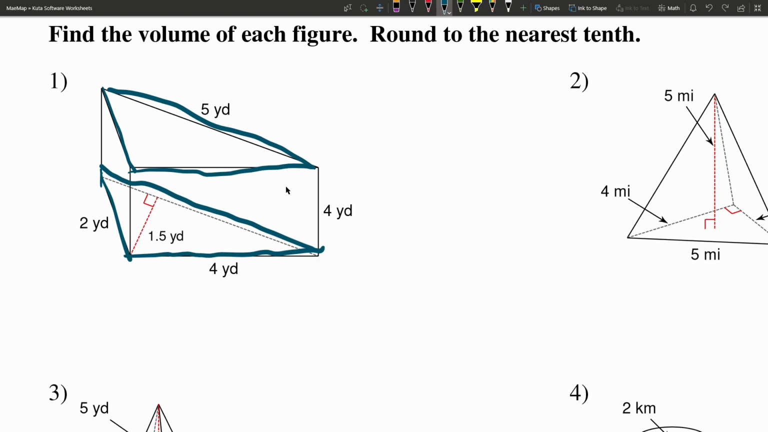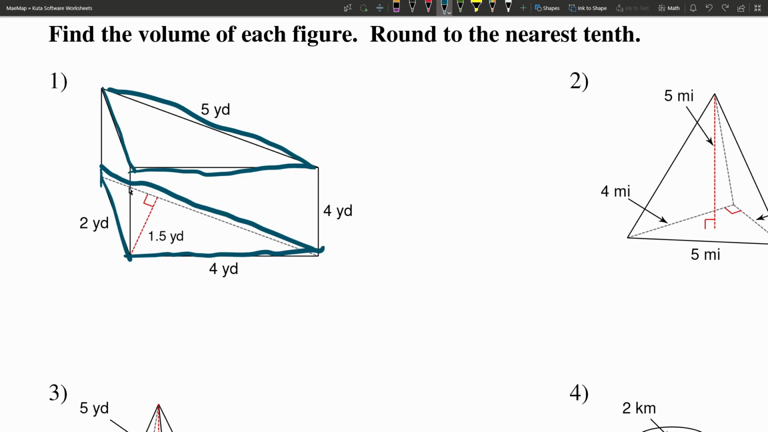Now, in order to calculate the volume of a prism as such, all we need to do is calculate the area of a base and multiply it by the overall height of the figure. So see, here is the area of one base, and then extending that up, here is that height. So let's go ahead and calculate that now.